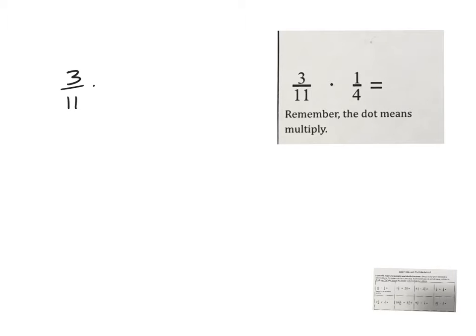3/11 times 1/4. When we multiply, it's numerator times numerator, denominator times denominator. So we multiply straight across. 3 times 1 is 3. 11 times 4 is 44. There's your first answer.